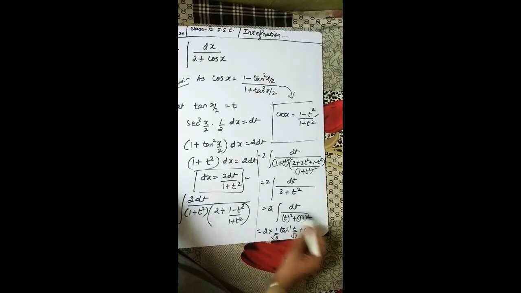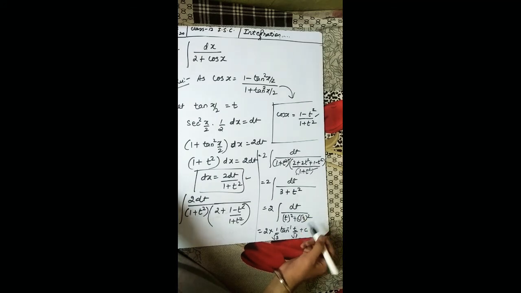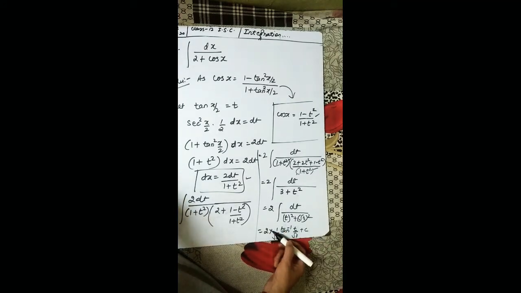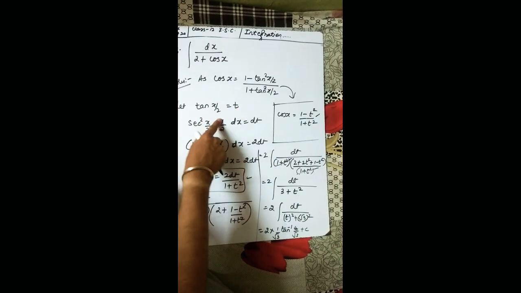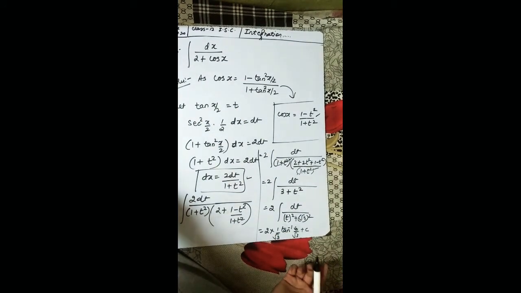2 integration of dt upon t square plus 3, which can be written as t the whole square plus root 3 the whole square. Now isn't this the identity of integration of dx upon a square plus x square, which is nothing but 1 upon a tan inverse x upon a plus c? So we use the identity: 2 into 1 upon root 3 tan inverse t upon root 3 plus c. Now the last thing is to put the value of t which you had considered, that is tan x by 2. You will get the answer.